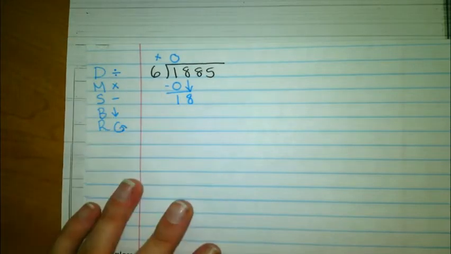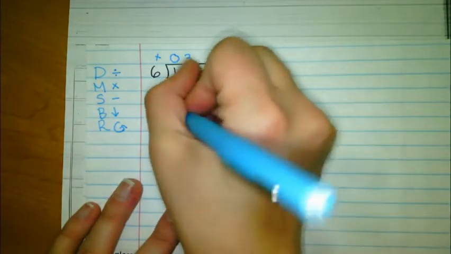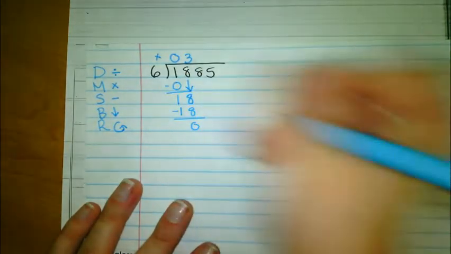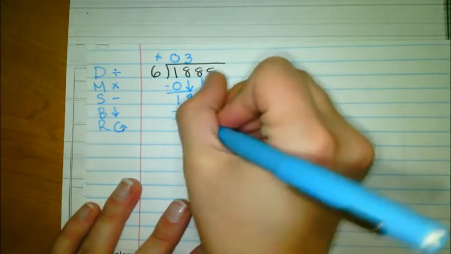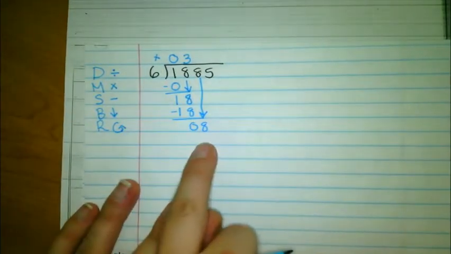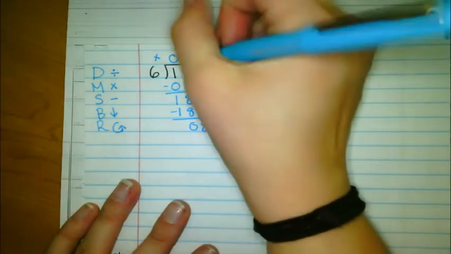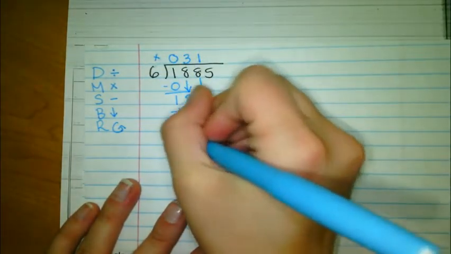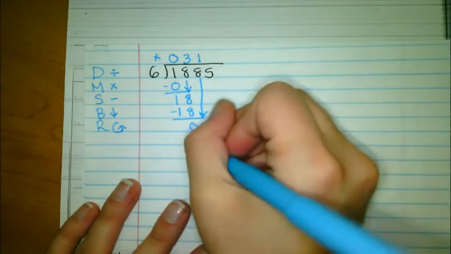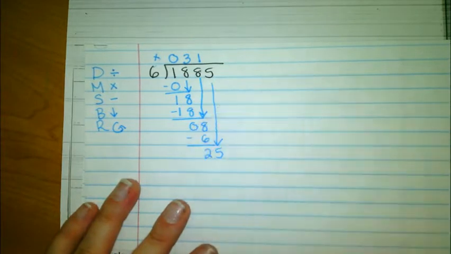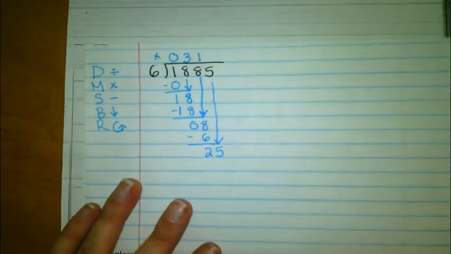18 divided by 6. That's a basic fact. That's 3. 3 times 6, 18. 18 minus 18, 0. Brother brings down. Now my number is 8. Rover repeats. How many 6s fit inside of the number 8? That's just 1. 1 times 6 is 6. If I subtract, I get 2. Brother brings down the 5. Now my number is 25.